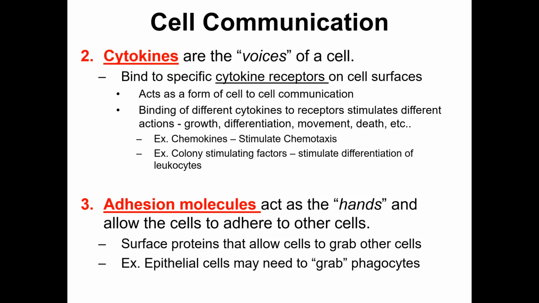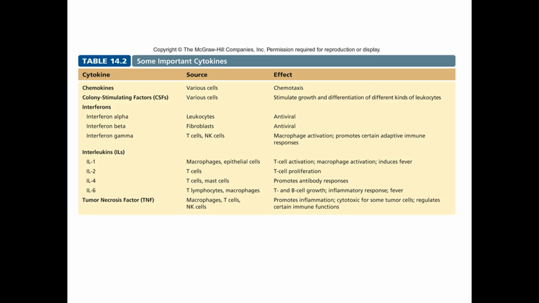So for instance, a macrophage can produce chemokines. When a white blood cell senses that you cut yourself and there's bacteria in there, it's going to want help. It's going to want other white blood cells to come and help it clean out the wound. So chemokines attract additional white blood cells.